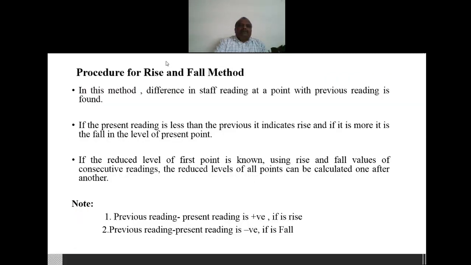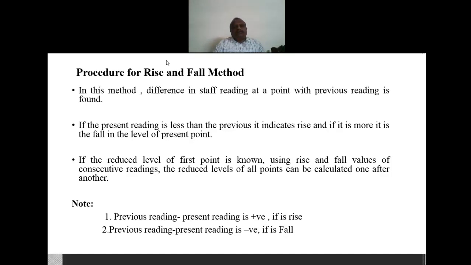So we will move on to the second method, that is the rise and fall method. In this method, the difference in staff reading at a point with the previous reading is found. The second step is if the present reading is less than the previous, it indicates a rise. If the present reading is more than the previous, it is a fall. And the third step is, if the reduced level of the first point is known, using the rise and fall values of consecutive readings, the reduced levels of all points can be calculated one after another.